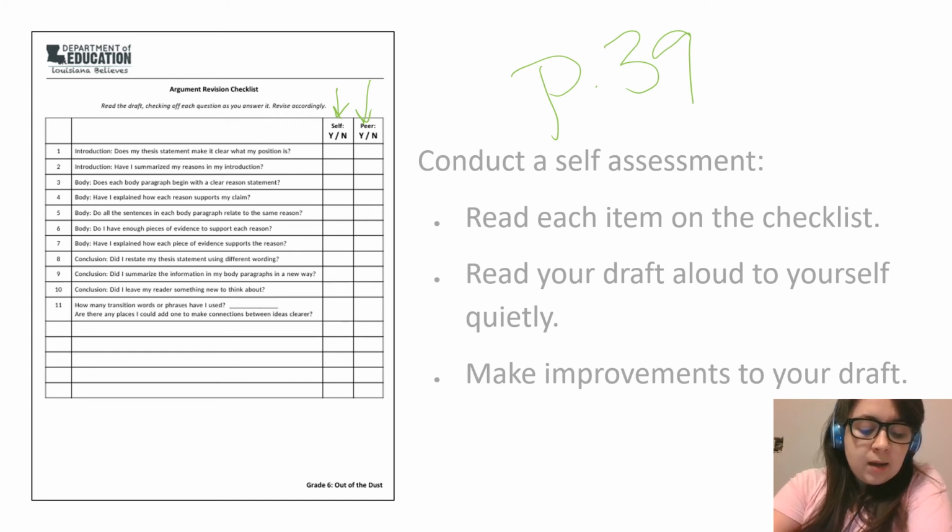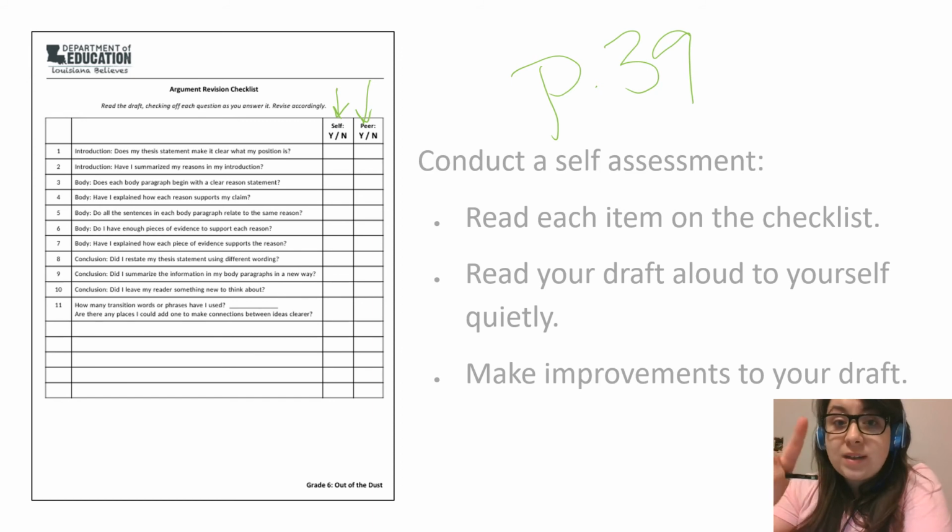Number 9, did I summarize the information in my body paragraphs in a new way? So everything that you've talked about, maybe summarize each paragraph into one sentence. If you put no for here, take each body paragraph and summarize it into one sentence.